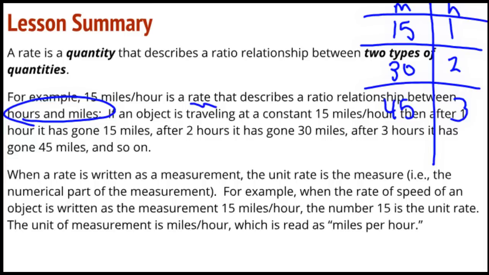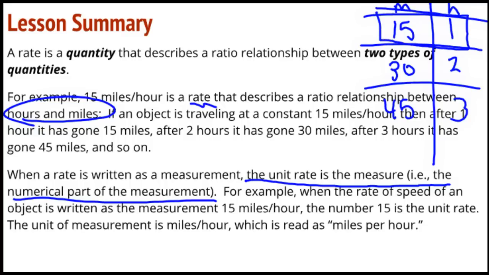When a rate is written as a measurement, the unit rate is the measure. It's the numerical part of the measurement. So when we measure here 15 miles per hour, the 15 over 1, the 15, that's the unit rate. So for example, when the rate of speed of an object is written as the measurement 15 miles per hour, the number 15 is the unit rate. The unit of measurement, so what we're actually measuring here, is miles per hour. And we call that the rate unit.